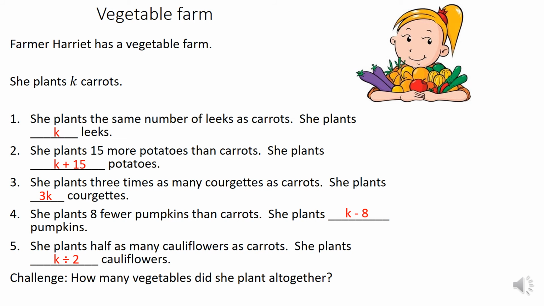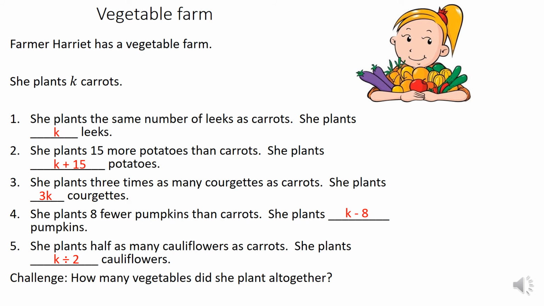Now, the challenge question was, how many vegetables did she plant altogether? Now, similar to the last example with Sam, Tom, and their dad, where we had to bring everything together, we must do the same here. Except for number 5, the answer is half K, basically 0.5K.